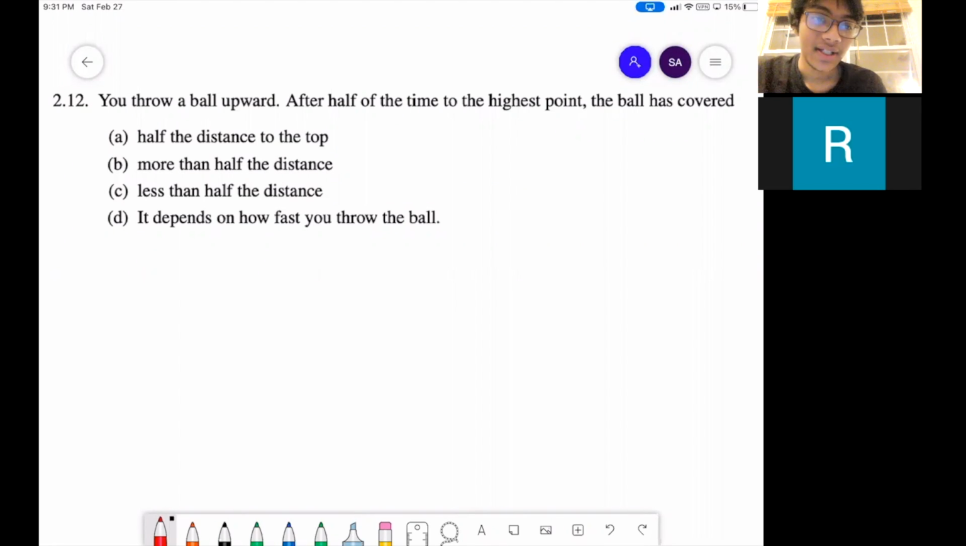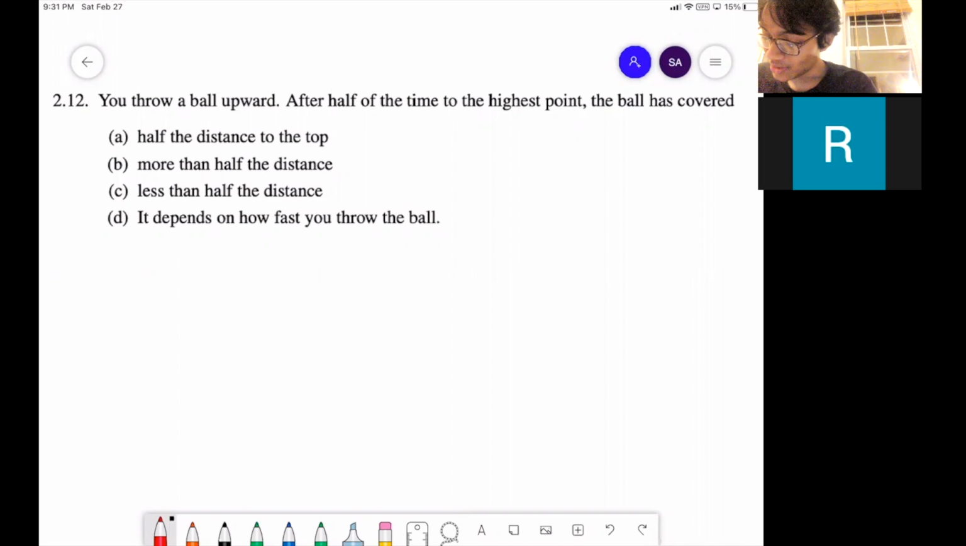Today we're going to be doing a nice kinematics problem. Let's check it out. You throw a ball upward. After half of the time to the highest point, the ball has covered: A, half the distance to the top; B, more than half the distance; C, less than half the distance; D, depends on how fast you throw the ball. Duh. Let's see which one it is.